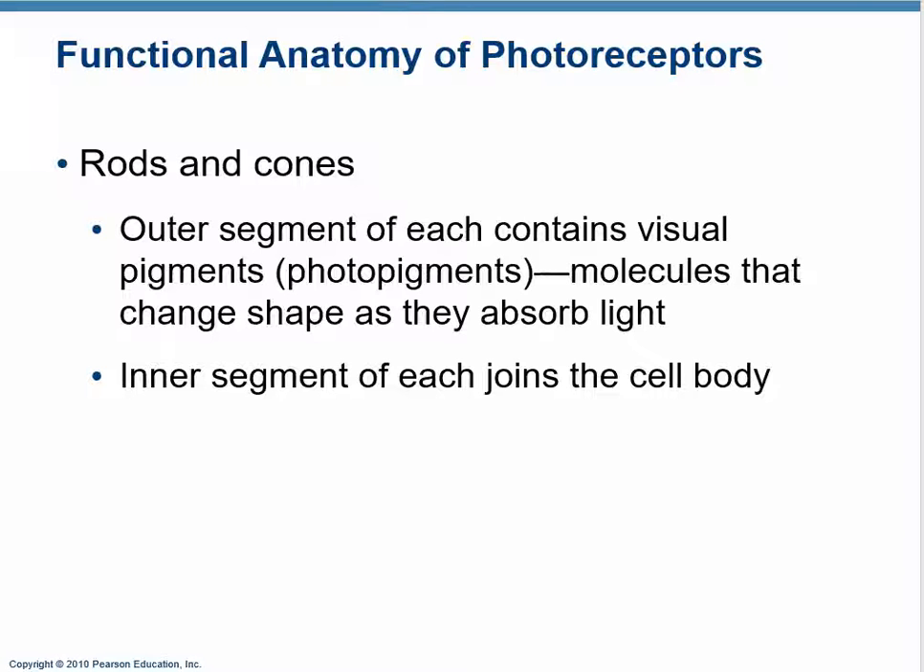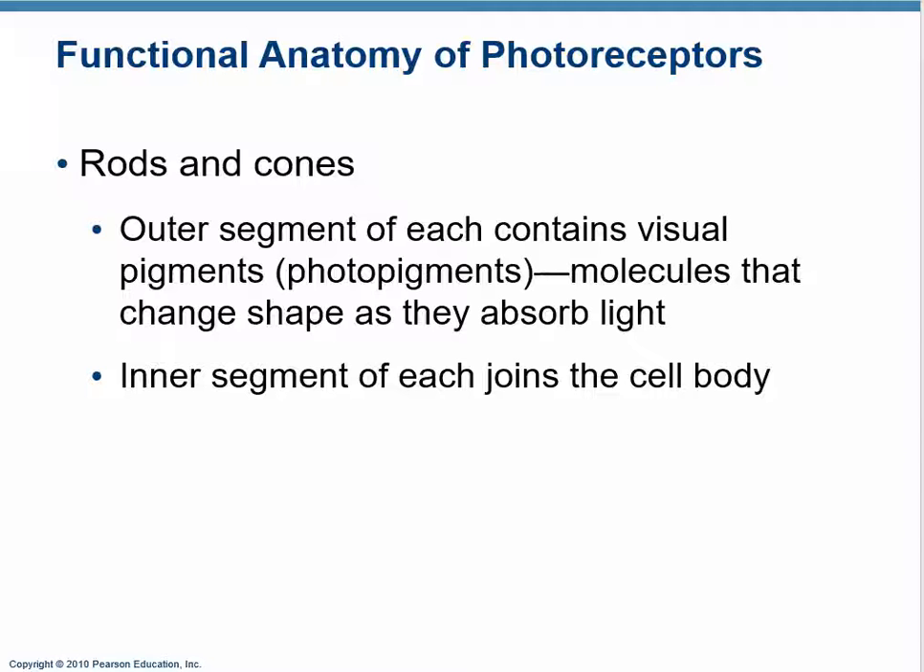So in this video, we're going to be looking at the photoreceptors themselves for vision. So this is 15B from slide 17. So the photoreceptors, as we saw in the previous video, are the rods and cones. And these cells are specialized. And inside the cells, there's inclusions that are photopigments. And these are molecules that literally physically change shape as they absorb light.